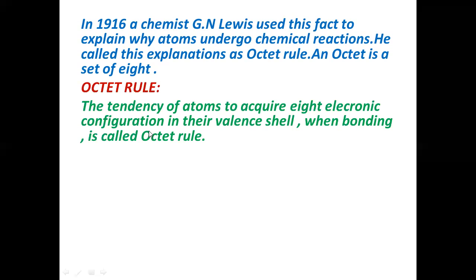When bonding, when two atoms come close to each other to form a bond, both atoms will try to have 8 electrons in their outermost shell, because they are going to make a bond. They will be stable only if they have 8 electrons in their outermost shell. So this rule is called the octet rule.